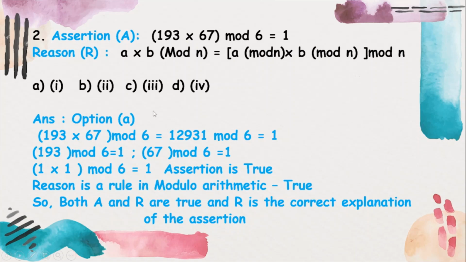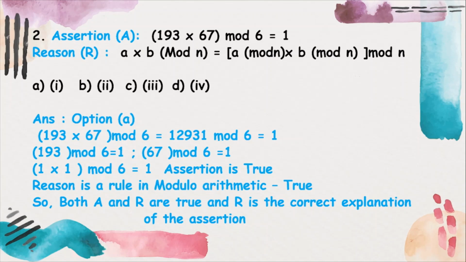Then, second question. 193 into 67 mod 6 equal to 1. It is a product row. Reason: A into B mod n equal to A mod n into B mod n, the whole mod n. Yes. First you check the reason. Reason A is a true statement. It tells about the multiplicative property. Assertion also tells about the multiplicative property. As the reason is true, we need to check the remaining three options. So option C is not working.